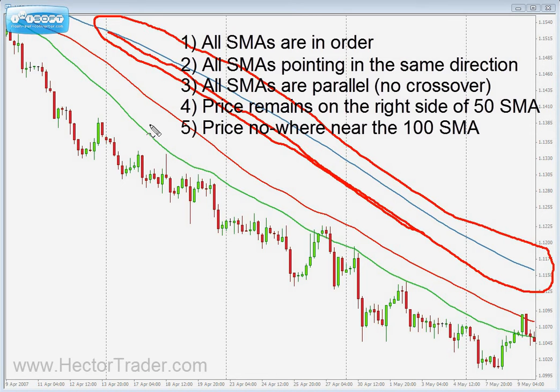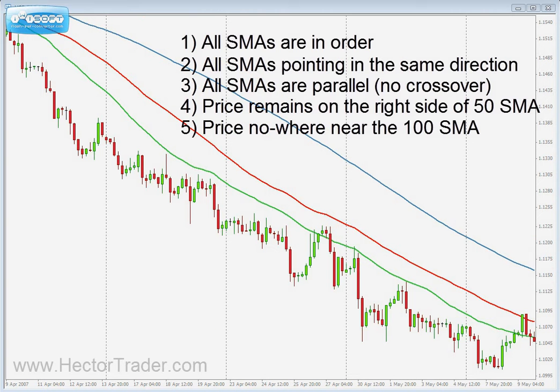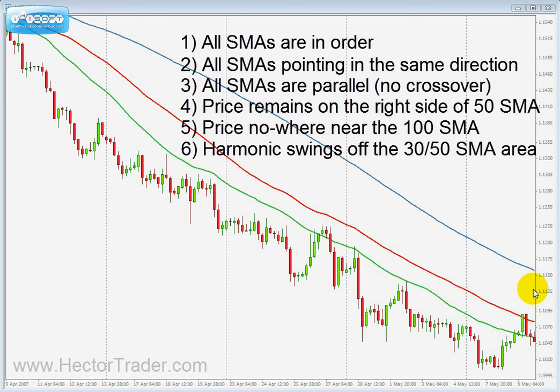Okay, so far we have all of them pointing the same direction, all of them parallel, no crossover, all the moving averages in order, price remaining on the right side of the 50, and nowhere, even if it's just for 1 second, we might breach a little bit above the 50, but never to the point to get around the nearabouts of the 100. Okay. And finally, the last condition, the sixth condition, is that price swings harmonically off the area between the 30 and the 50 simple moving average.